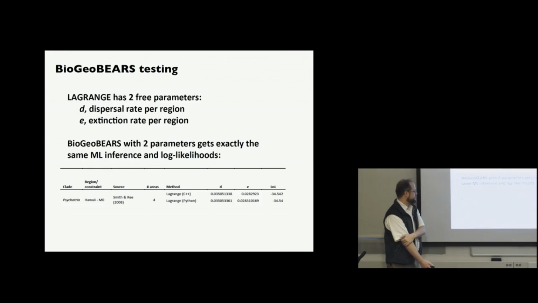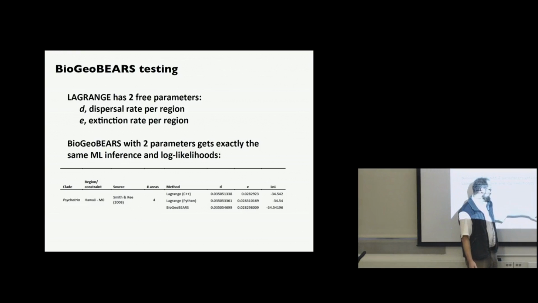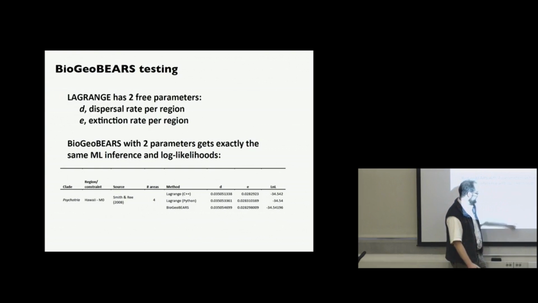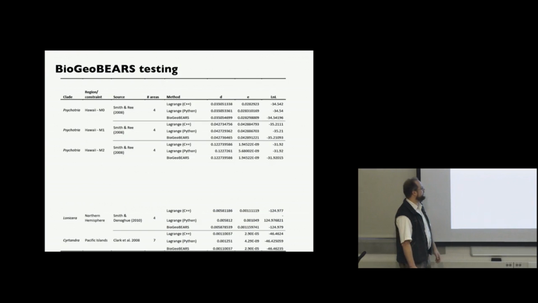and we run it, I did some validation by comparing my BioGeoBEARS implementation to the various implementations of Lagrange in C++ and Python. There's a lot of numbers, but basically you just look at: is the dispersal rate the same? Is the extinction rate the same? Is the log likelihood the same after maximum likelihood search? And you can see they're basically identical there. I ran it on a bunch of other data sets, and I got it working. I get the same numbers.